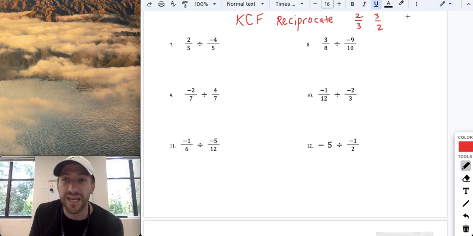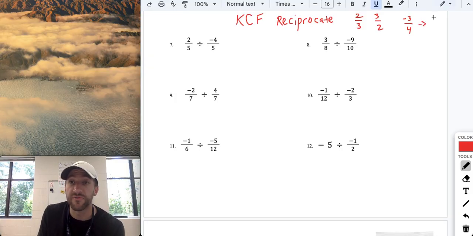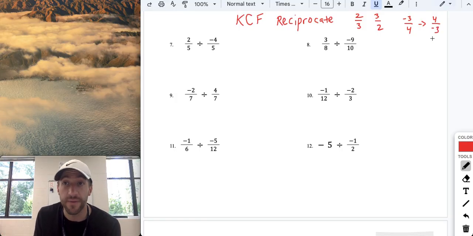What if we had a negative, though? What if we had negative 3/4? If we wanted to flip that fraction and take the reciprocal, we could do 4 over negative 3. So you can keep the negative with the denominator. That's totally fine too. Or just like what I would always do, I would always keep the negative with the numerator. And I would write negative 4/3. Remember, as long as you have one negative, you can put it anywhere in the fraction that you would like. And it still remains a negative fraction. So let's go and do a few of these.